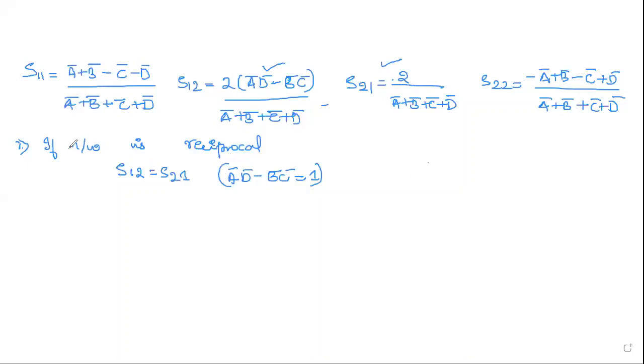So the first condition: if you are considering the network to be reciprocal, S12 should be equal to S21. If you observe the equation, the extra term is A bar D bar minus B bar C bar, so you just make it equal to 1. Then both S12 and S21 will be equal, giving S12 equal to 2 divided by A bar plus B bar plus C bar plus D bar, which is also equal to S21.